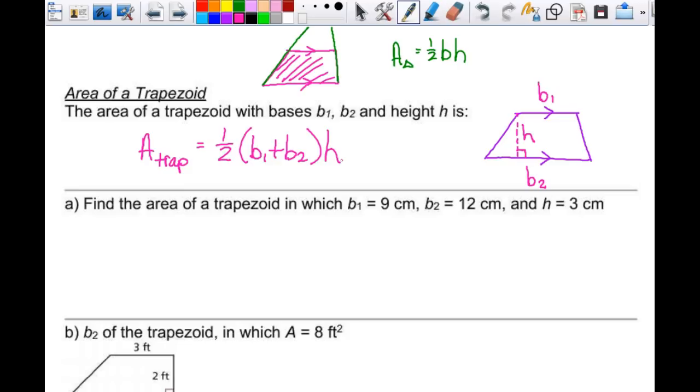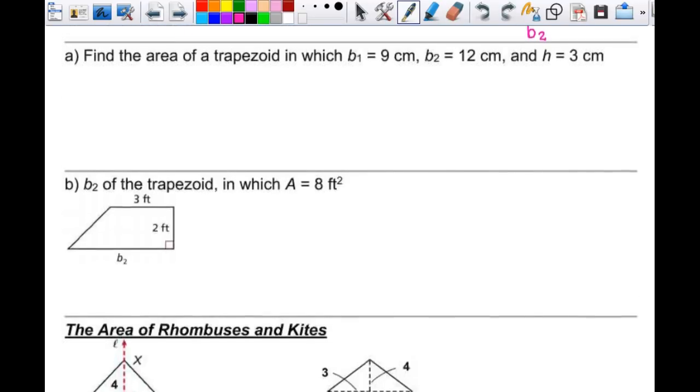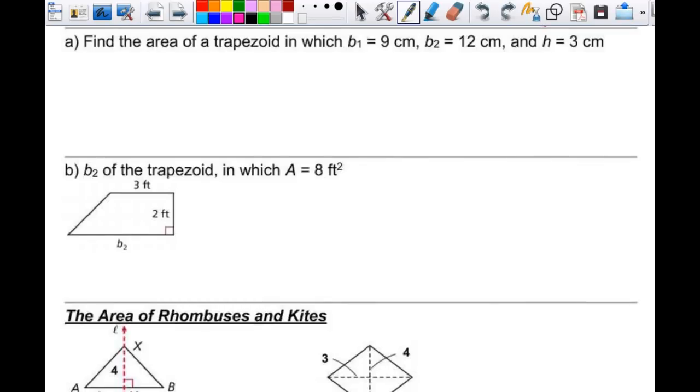All right, so let's do a super easy one. I'm going to show you a problem here. The bases and the height are given. Did they give me both bases? Yes. Did they give me the height? Yes. So really, I just substitute it all in, and I'm going to get 1/2 times 9 plus something, times 3.